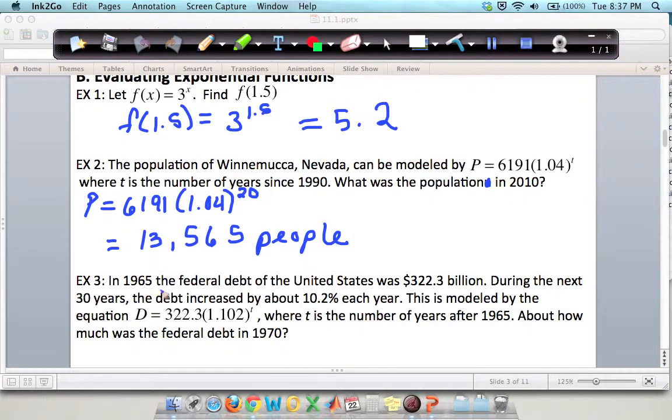And the last one says in 1965, the federal debt was $322.3 billion. During the next 30 years, it increased by about 10.2% per year. This is modeled by this equation, where t is the number of years after 1965. About how much was the federal debt in 1970? So 1970 is 5 years later, so that means I'm plugging in 5 for t. And then again, just use your calculator. Plug this into your calculator. 322.3 times 1.102 raised to the 5th power, and you should get, don't forget your units here, $523.8 billion.